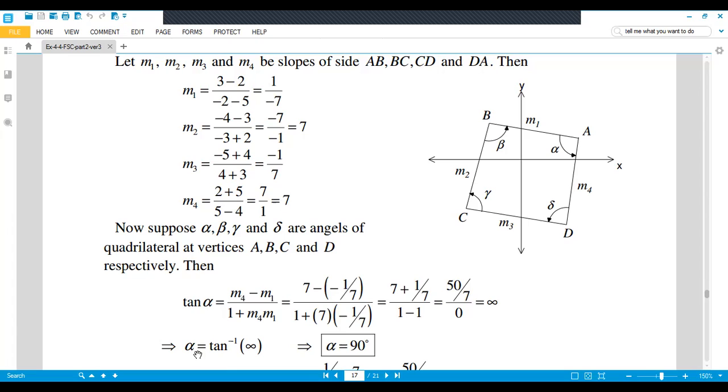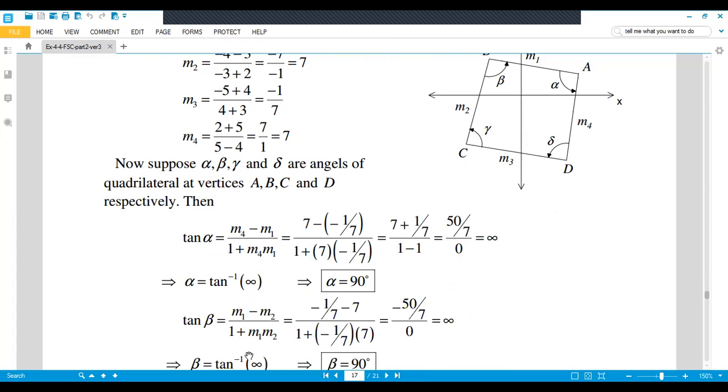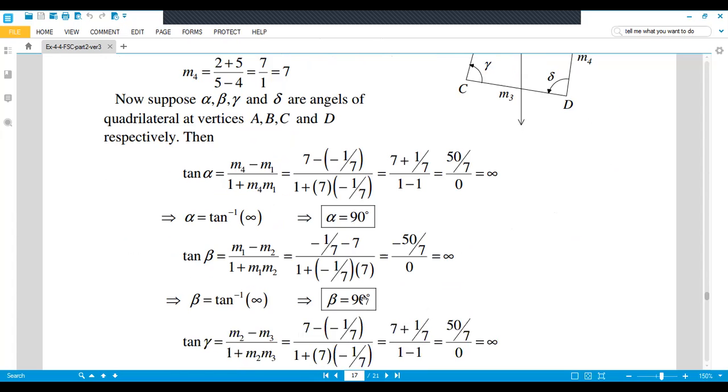So alpha is tan inverse infinity, you know that that is equal to 90 degrees. You know that tan 90 is equal to infinity. So alpha is 90 degrees. Now to find beta, tan beta is M1 minus M2 divided by 1 plus M1 M2. The M1 M2 value we already found, we put it, and when we simplify again we get minus 50 over 7 divided by 0. So anything divided by 0 is infinity, and tan inverse infinity is equal to 90 degrees.